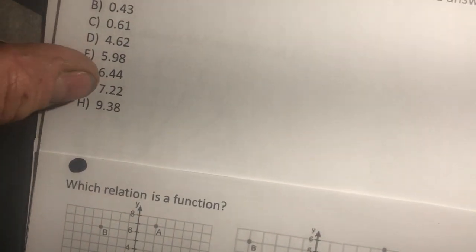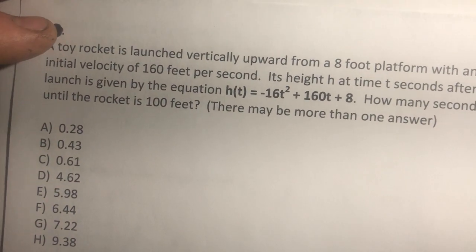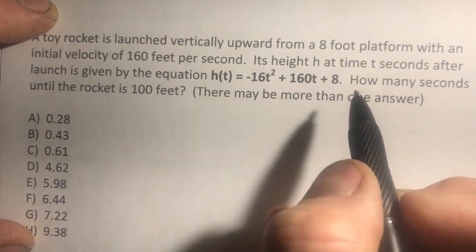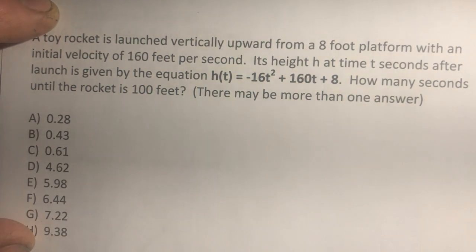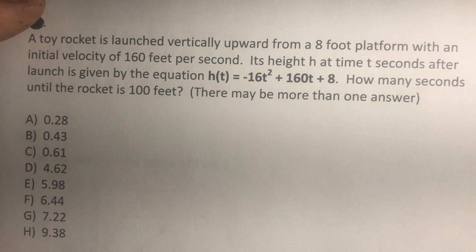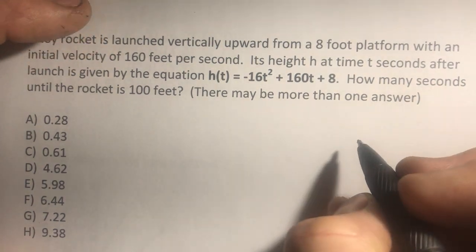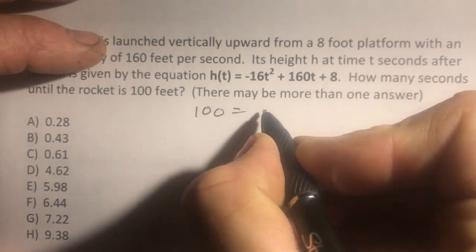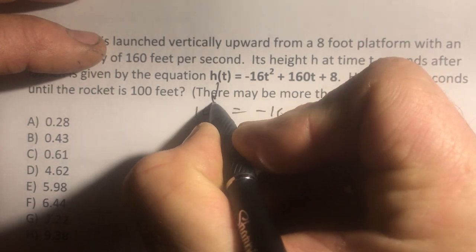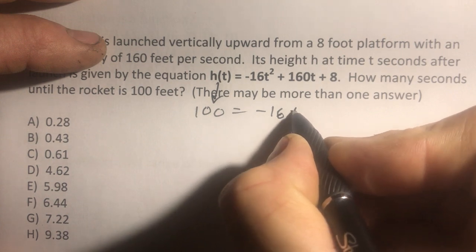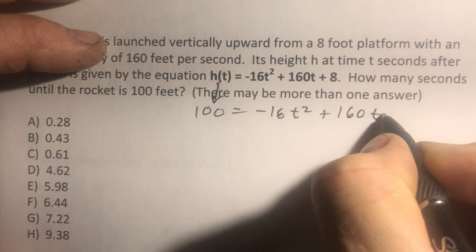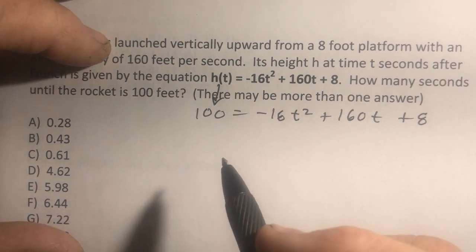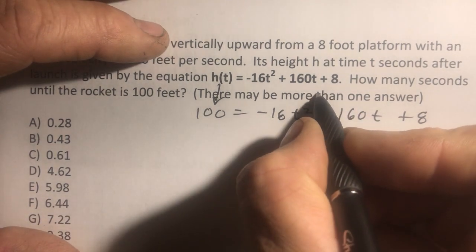We're chugging along here. All right, we've got this toy rocket problem. It gives us the equation right there. It says how many seconds until the rocket is 100 feet. So I need to put 100 right here for the h of t. So I've got negative 16t squared plus 160t plus 8, and I want to figure out what t is to equal 100. Well, it's got to equal 0 since it's t squared.